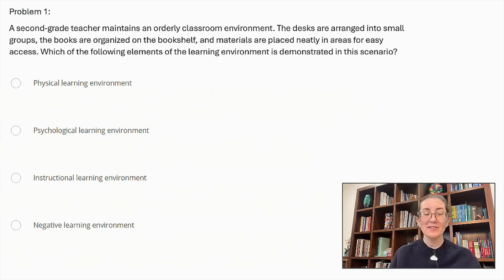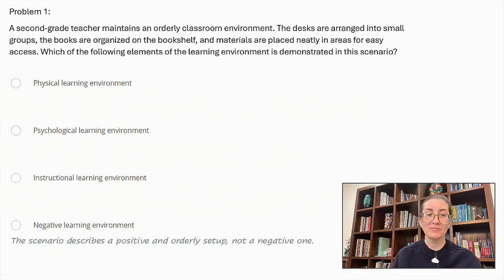Problem number 1. A second grade teacher maintains an orderly classroom environment. The desks are arranged into small groups, the books are organized on the bookshelf, and materials are placed neatly in areas for easy access. Which of the following elements of the learning environment is demonstrated in this scenario? Physical learning environment, psychological learning environment, instructional learning environment, or negative learning environment.